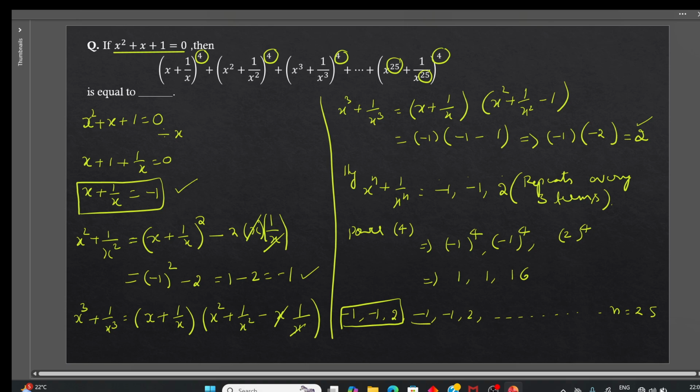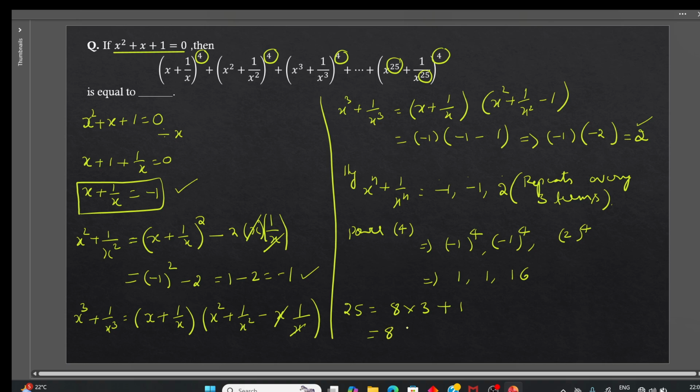Every three terms we get the same answer, like that up to 25. How many cycles do we get here? Calculate 25 divided by 3. We get 8 times 3 is 24, and 1 cycle is repeated. 1 is the extra. So 8 times 3 is 24, plus 1.